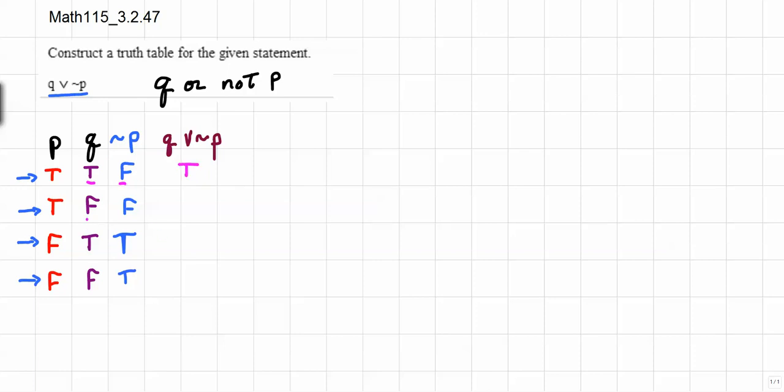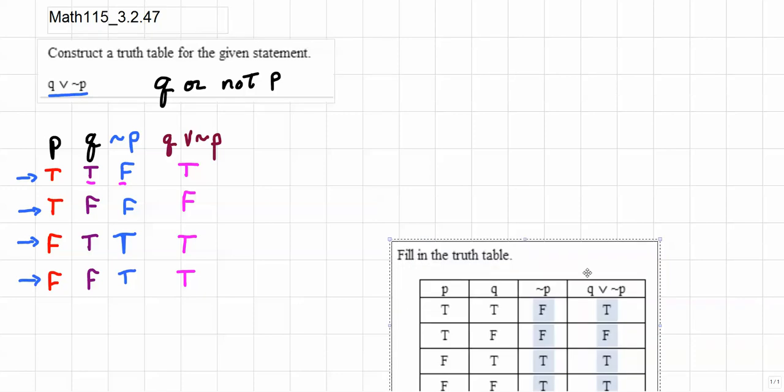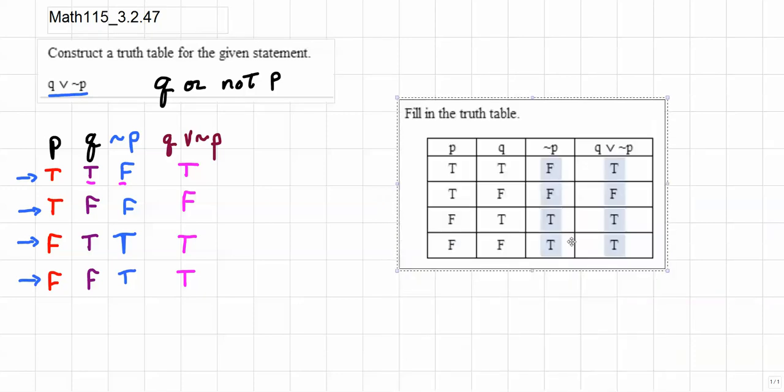We're going to look at this. This is false and false, both are false, so this will be false. True and true, they're both true, so this will be true. Q is false, not P is true. This means it'll be true. And there we have our completed truth table for the given statement, Q or not P. And this is what it'll look like once you go ahead and fill it in your assignment.